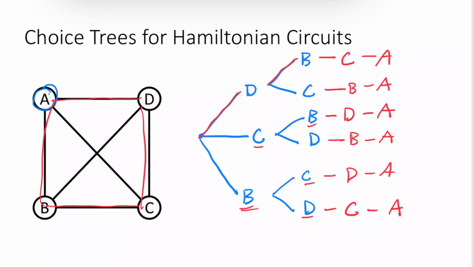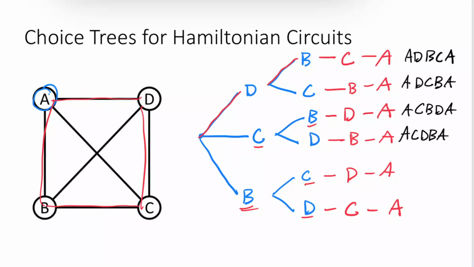And basically each one of these branches represents a circuit. So this top branch represents the circuit A, D, B, C, A. This one represents A, D, C, B, A. This one represents A, C, B, D, A. And A, C, D, B, A. And A, B, C, D, A. And A, B, D, C, A, like that. So all of these are circuits that start at A and are Hamiltonian circuits because I only visited each vertex exactly once.